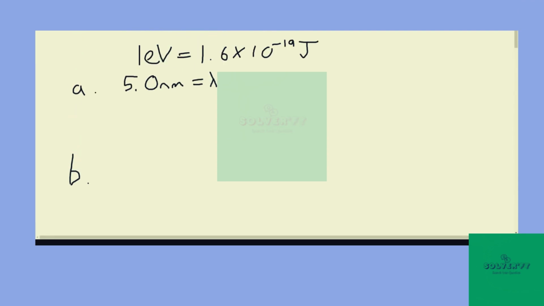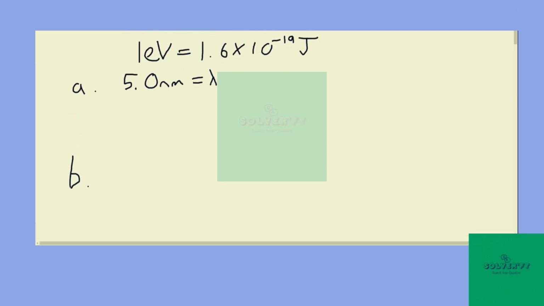Okay, so for this question, we're looking at a 5 nanometer wavelength photon, and we want to work out what the energy of this photon will be. So simply, we're going to look at Planck's relation here, which is that E is equal to hc over lambda, where E is the energy of the photon, h is Planck's constant, c is the speed of light, and lambda is the wavelength of the photon.